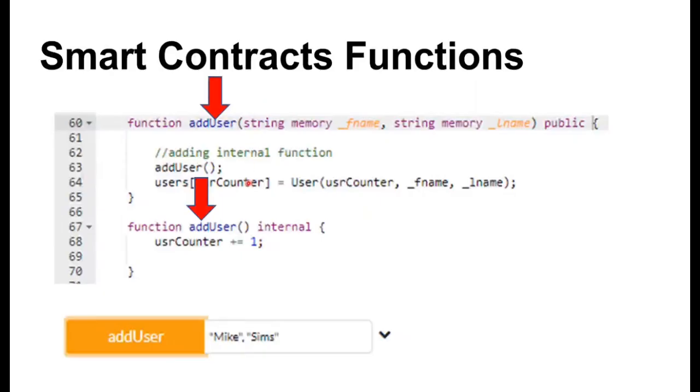So we can see here, this contract has two functions called add user. We have add user that takes two strings, and then add user that takes nothing. When we actually run it, we have two strings right here, so it will be this add user that is run when we click this button here.